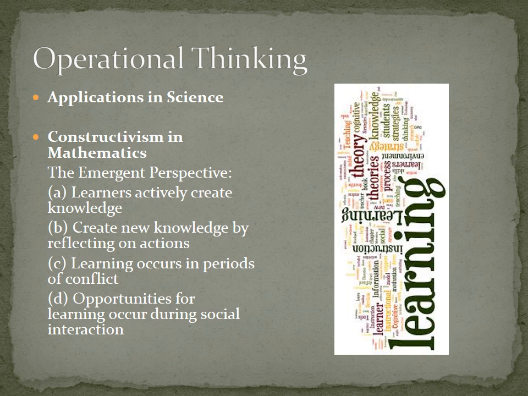Constructivism in mathematics. Piaget's emergent perspective includes that learners actively create knowledge. They create new knowledge by reflecting on actions. The learning occurs in periods of conflict, and opportunities for learning occur during social interaction. For example, in a second grade class, students solve problems that may be resolved in more than one way. In addition, children participate in a discussion to explain and justify their answers. Children learn from interaction and discussion.